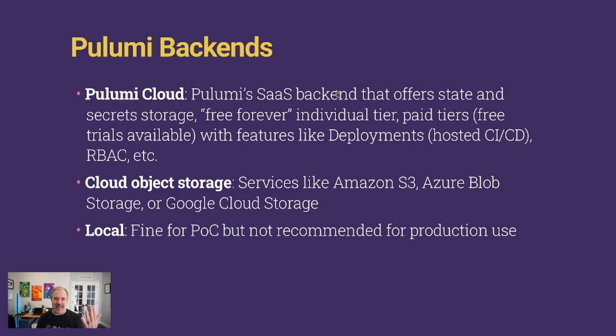In other words, if my state matches what's actually on the cloud provider, well, I don't need to do anything. I don't need to make any changes. But if there have been changes that have happened on the cloud provider and my state doesn't match, then I need to do something. So Pulumi supports a number of different backends. We have the Pulumi SaaS backend, which is called Pulumi Cloud. It will store state. It will store secrets for you. There is a free forever individual tier. It's what I used when I first discovered Pulumi. It's what I continue to use for my own personal projects. For companies, there are paid tiers, and the paid tiers have all kinds of cool features.